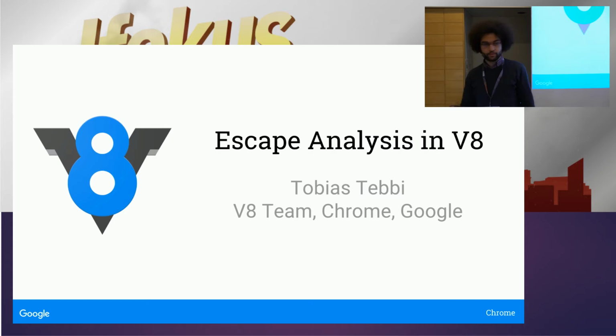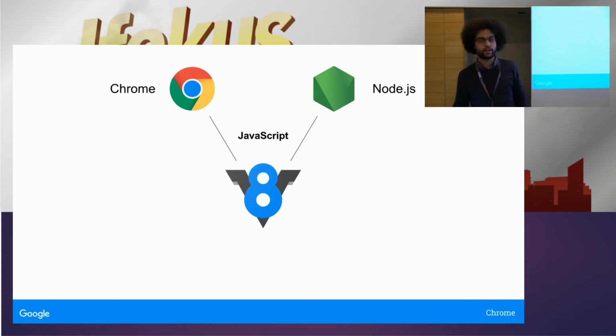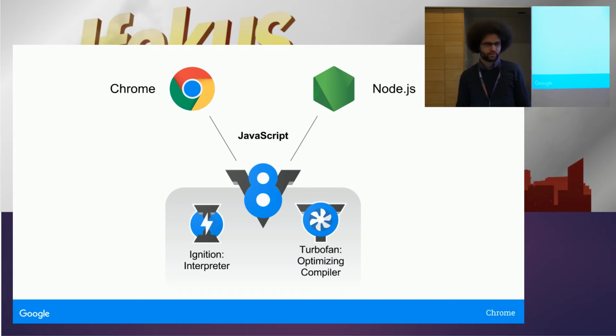Yeah, so I work for the V8 team in Munich, and V8 is the JavaScript engine of Chrome and Node.js and some other embedders. And V8, as of last year, has two new components, an interpreter and a new compiler. So today I'm going to talk about the compiler.